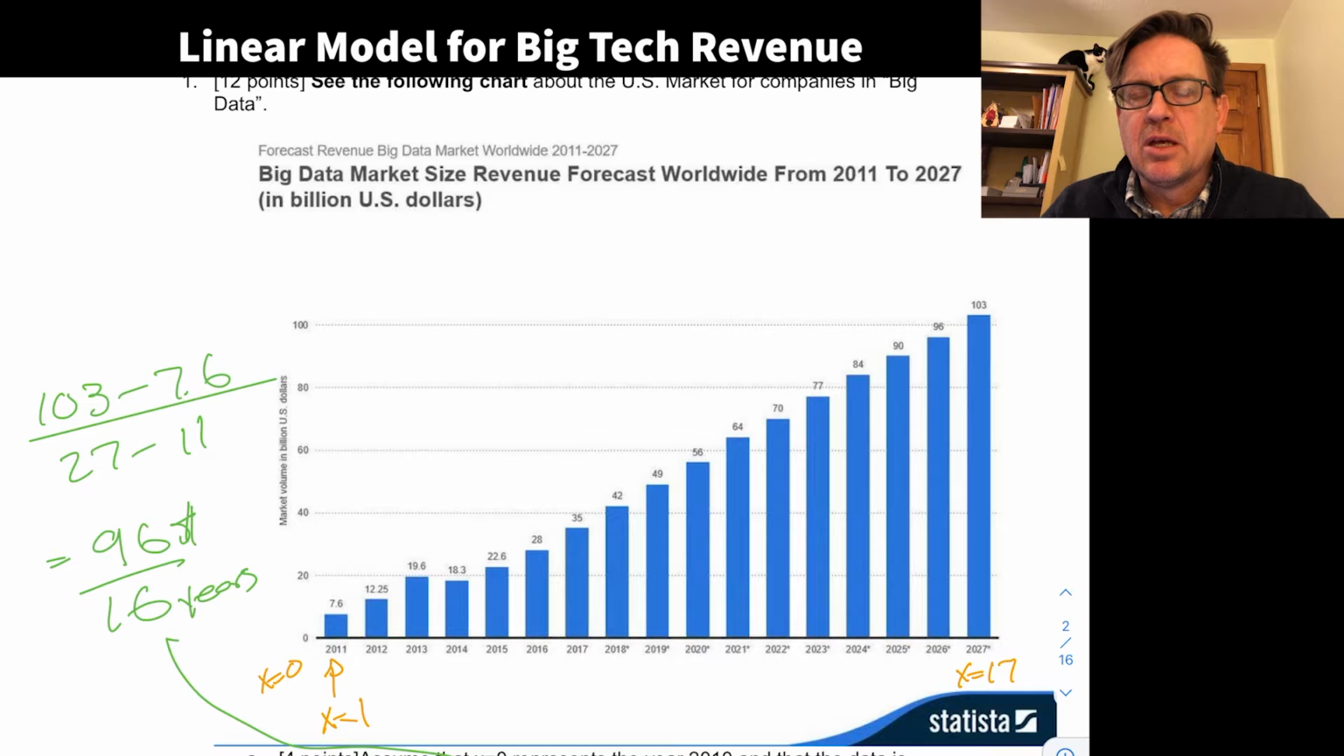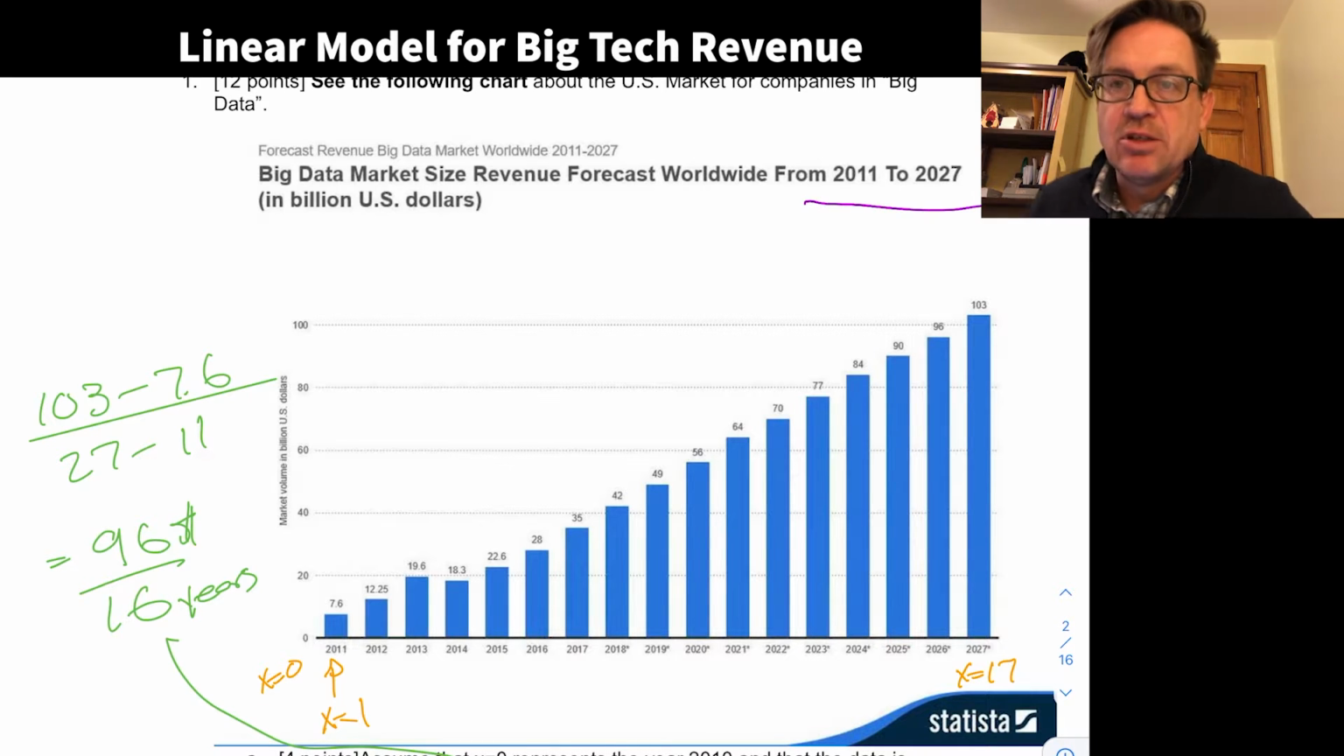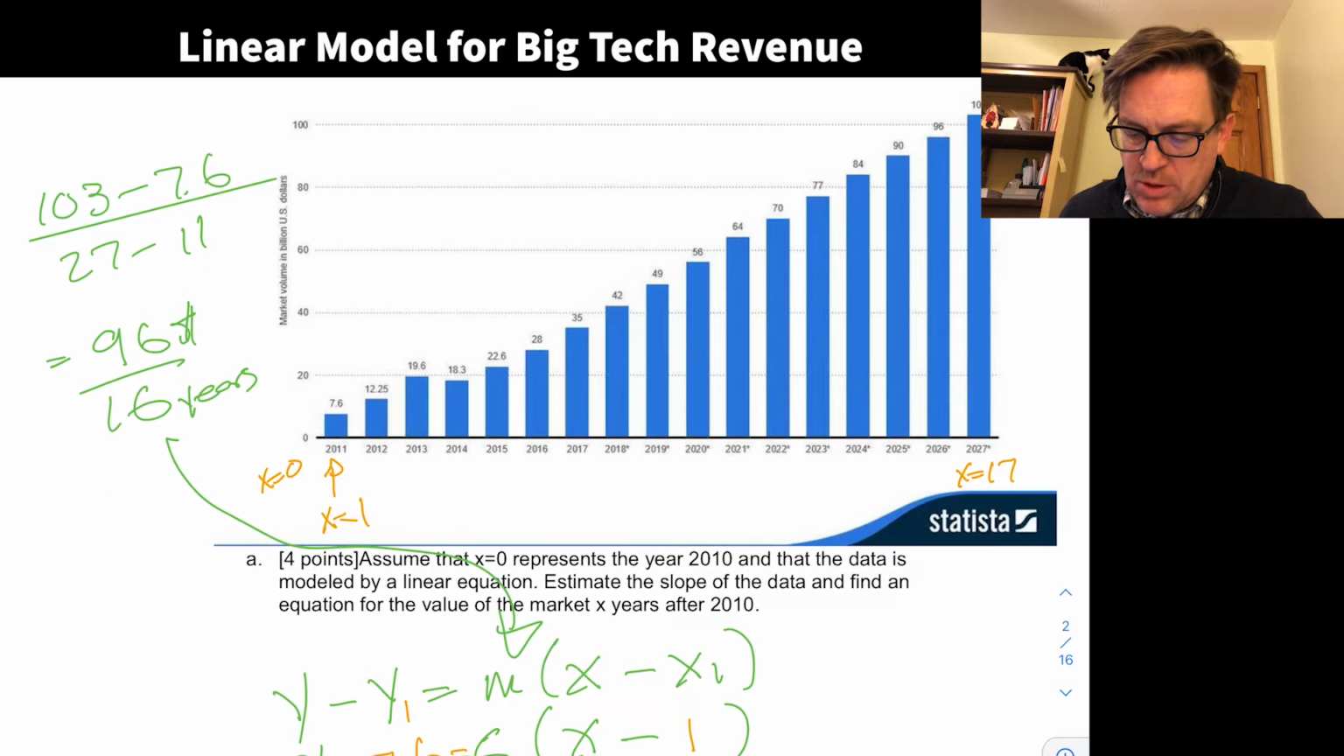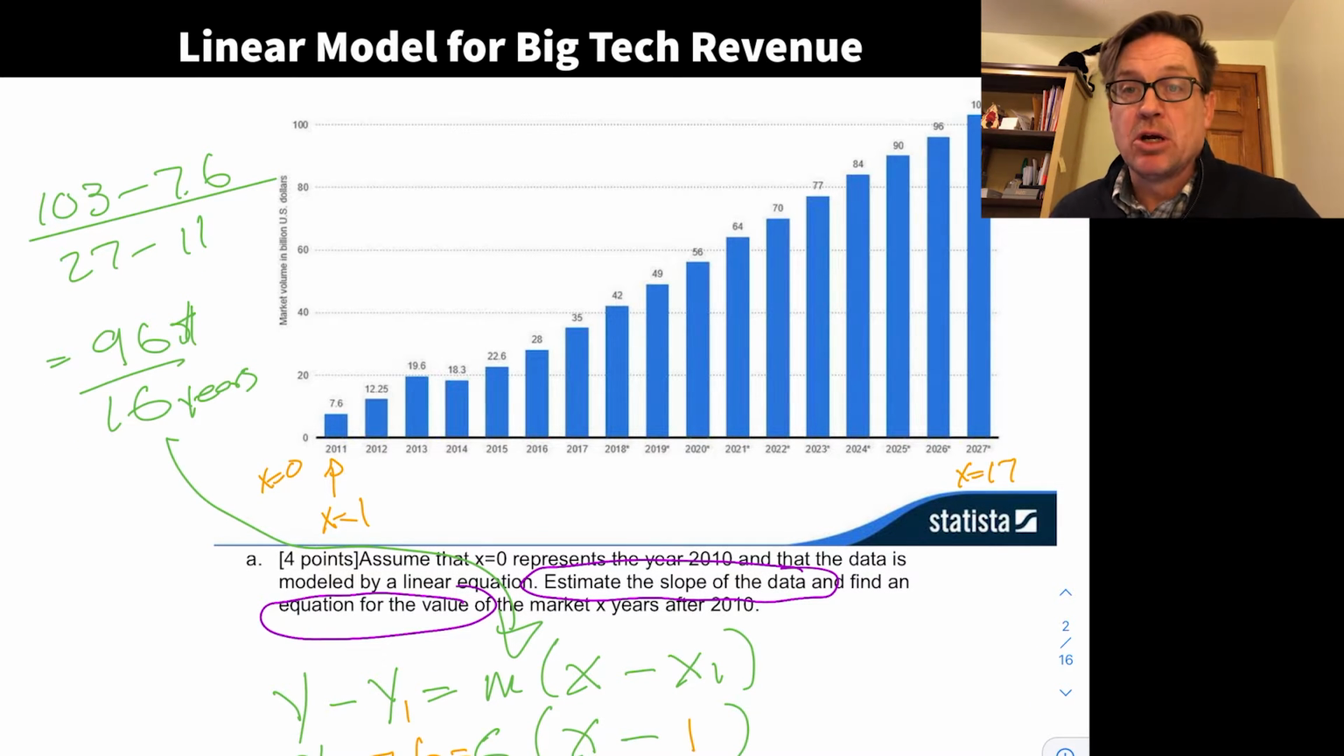Here's how you can think about a linear modeling problem. In this problem, we have the market for big data in the U.S. from 2011 to 2017, and it looks pretty linear. It's not exactly linear, but it's pretty linear. We are supposed to estimate the slope of the data and find an equation for the value of the market, x years after 2010.